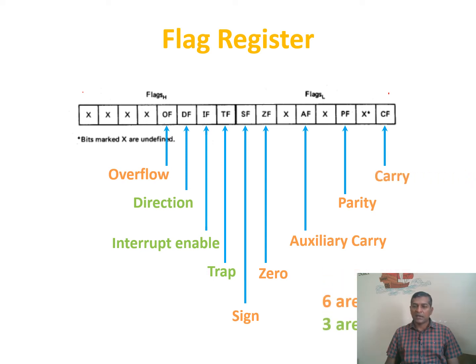So these are the flags, out of which 6 are known as status flags and 3 are known as control flags. Status flags mean we can understand the status of the microprocessor, or the status of the result that has been generated. The 3 control flags can be set or reset by the program, with which we can control the processing. That's why we call these 3 flags control flags, whereas the 6 are known as status flags.